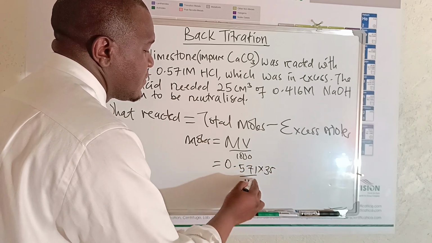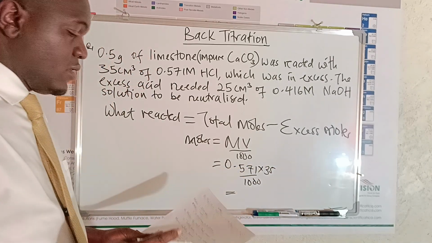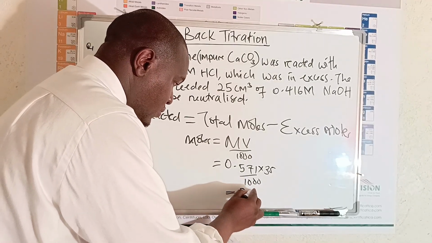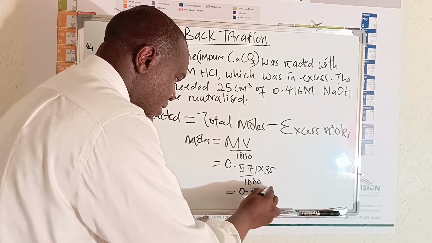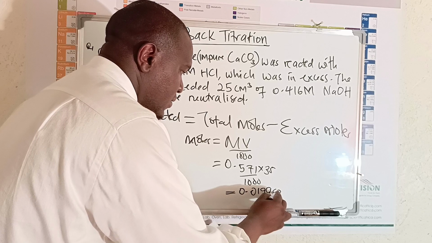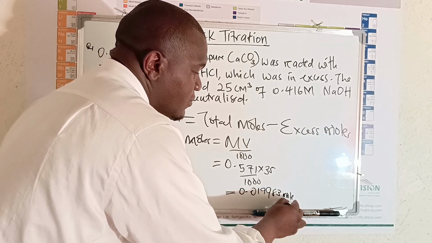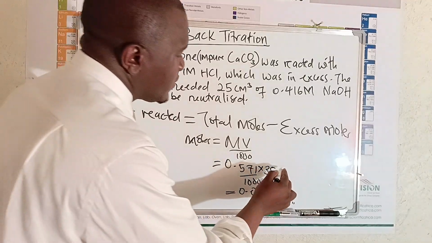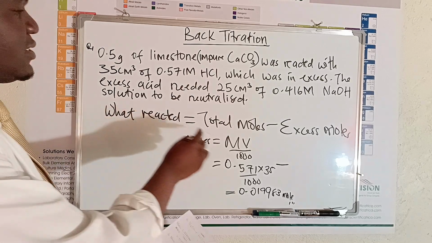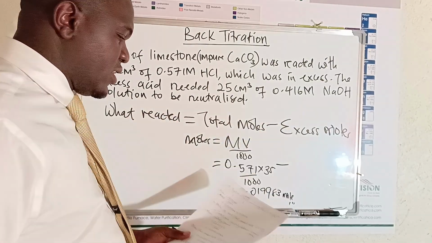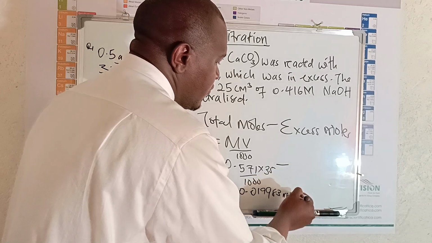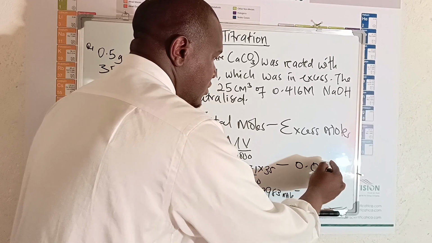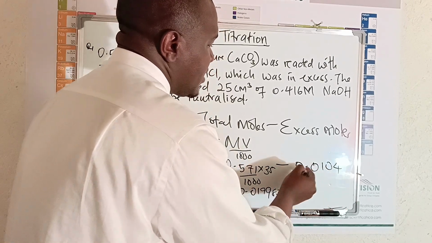We divide by 1,000. We get 0.0199983 moles. Now these moles were the initial moles. Now to get the moles that reacted with the acid, we have to minus what reacted is equal to this minus the excess mole, which we already determined to be 0.0104. So this one, we subtract this.